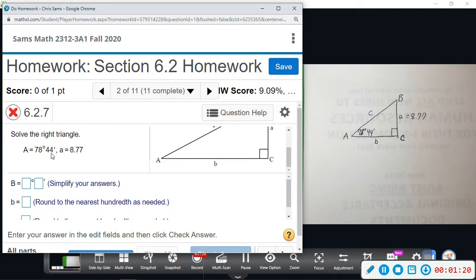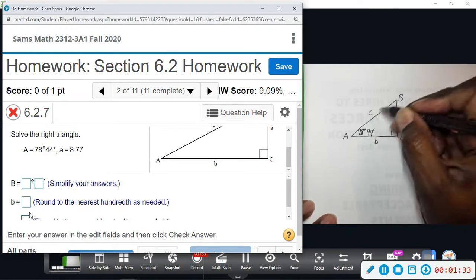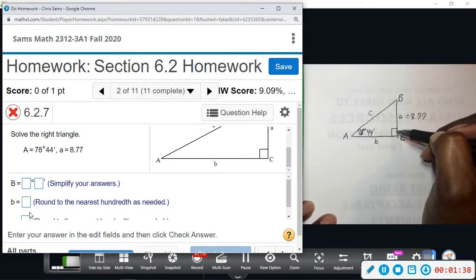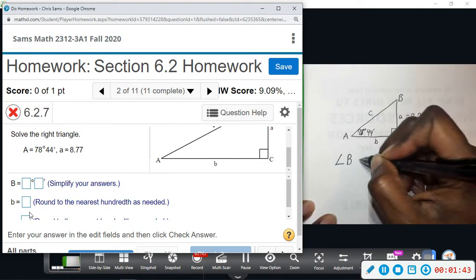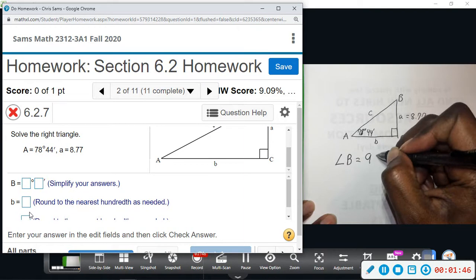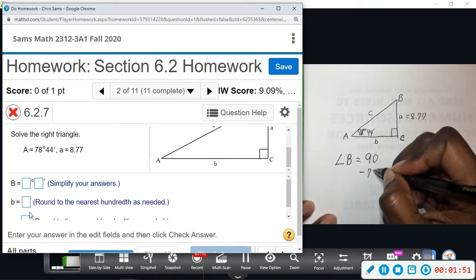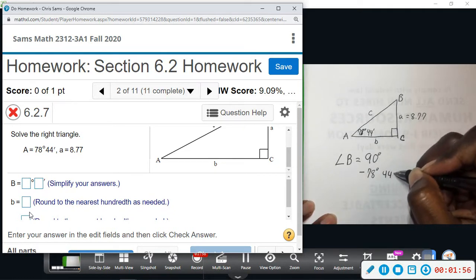Okay, so since I'm looking at B and they want it in degrees, minutes, seconds form, we're going to go ahead and do that. So again, remember, similar to number 1, the inside of a triangle has to add up to 180. These two angles have to add up to 90, since this is already 90. So if I want to find angle B, it's going to be equal to 90 minus this measurement, which is 78 degrees and 44 minutes.